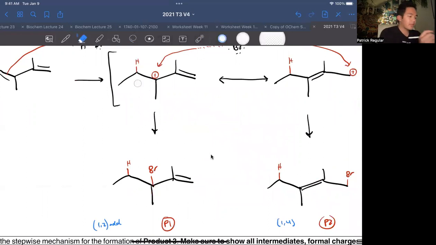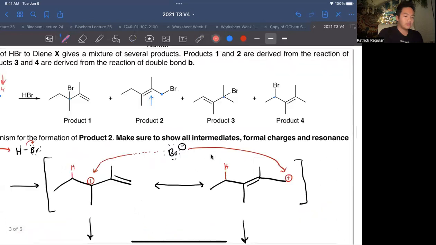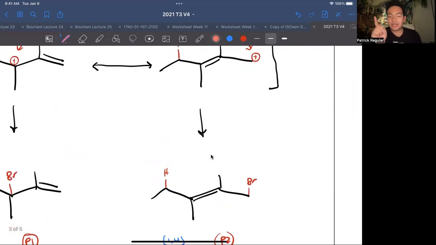Conversely, if we added, let's say, 1 and 4, that's our product two, where we conjugate over. So our 1,4 addition is always when we add to a conjugated diene, and the alkene conjugates over and forms a resonance structure, so it extends it. Because remember, resonance is basically delocalization of electrons and the delocalization of charges.